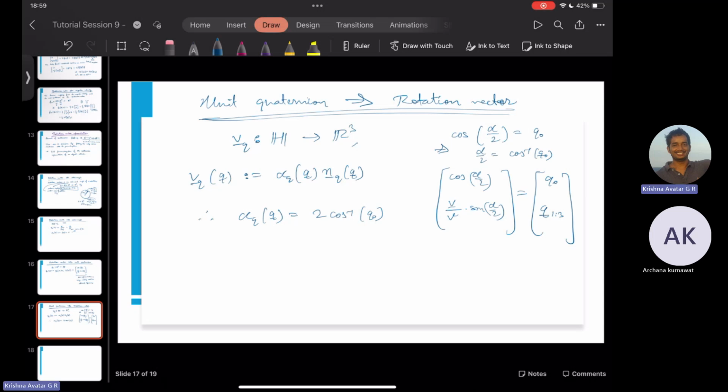Now for the axis, what we do is, n vector associated with q vector is equal to q vector 1:3 divided by the norm of q vector 1:3. That's how we are able to clearly obtain it, right?